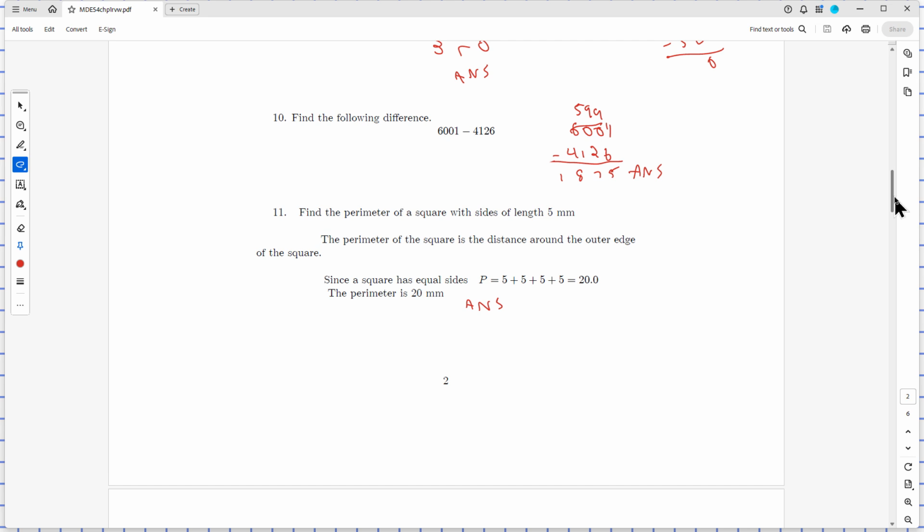Find the perimeter of a square with the sides of 5 millimeters. The perimeter of a square is the distance around the outer edge, so you can add up the sides. And that's what I've done here. 5, 10, 15, 20. Perimeter is 20 millimeters.